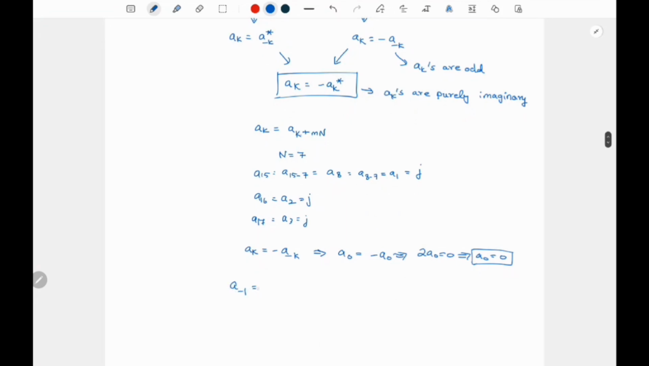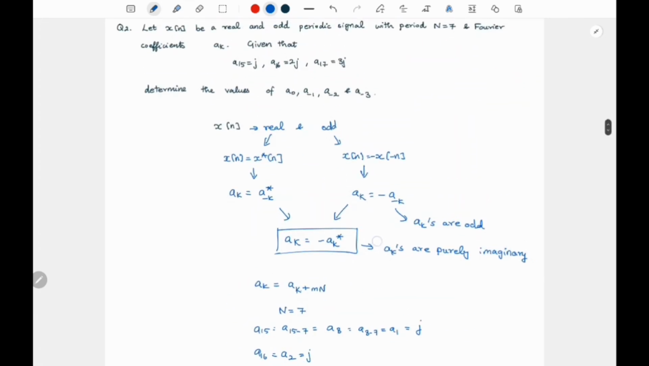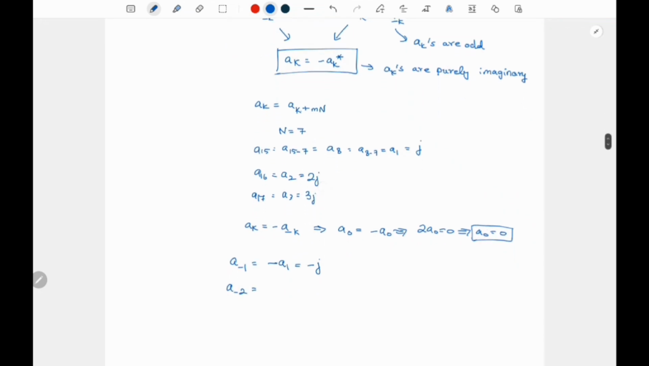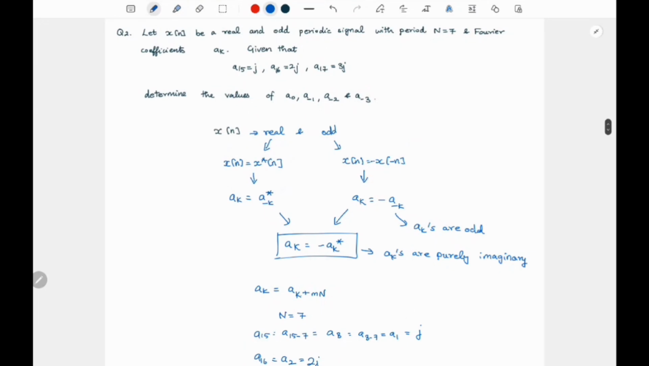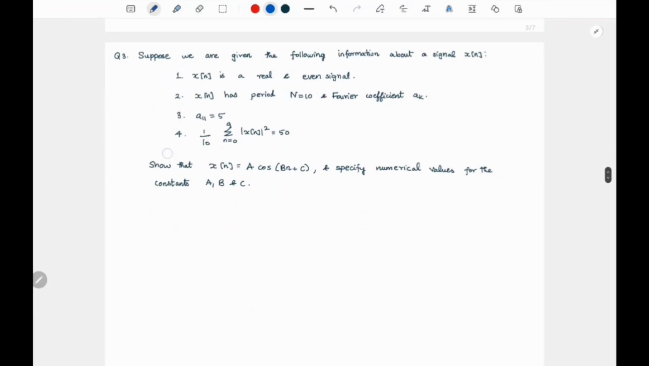So a minus 1 is nothing but minus a1 because it is odd. So it is minus j. And a minus 2 is again, this is 2j and 3j, right? a minus 2 will be minus a2, which is minus 2j, and a minus 3 is equal to minus a3, which is nothing but minus 3j. Okay, so that is what they have asked us. So this is the solution. So let us move on to the next question.